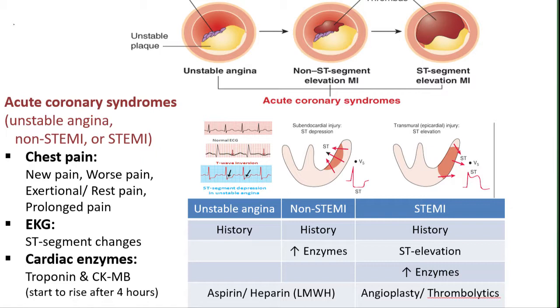Or maybe total complete obstruction of the coronary artery, 100% obliteration of the coronary artery, and now the whole thickness of this particular part of the cardiac muscle will die, and this will be sufficient to elevate the ST segment: the ST segment elevation MI. So the three clinical presentations of acute coronary syndromes resulting from injury to the unstable plaque are unstable angina, non-STEMI, and STEMI. And how do we diagnose it?